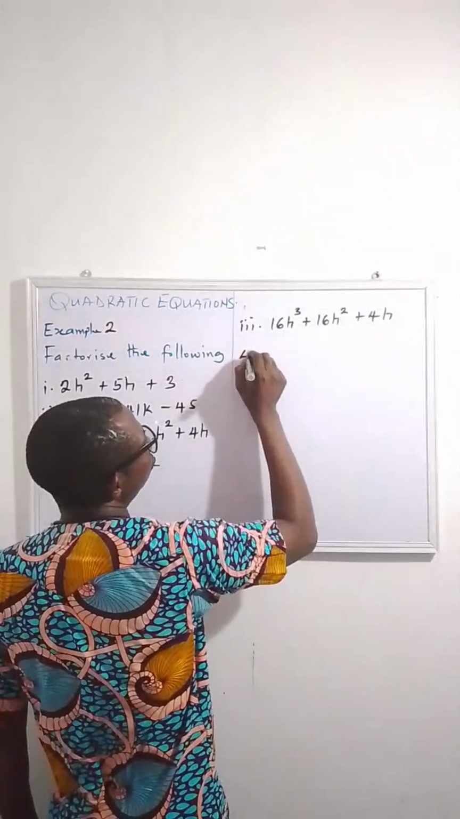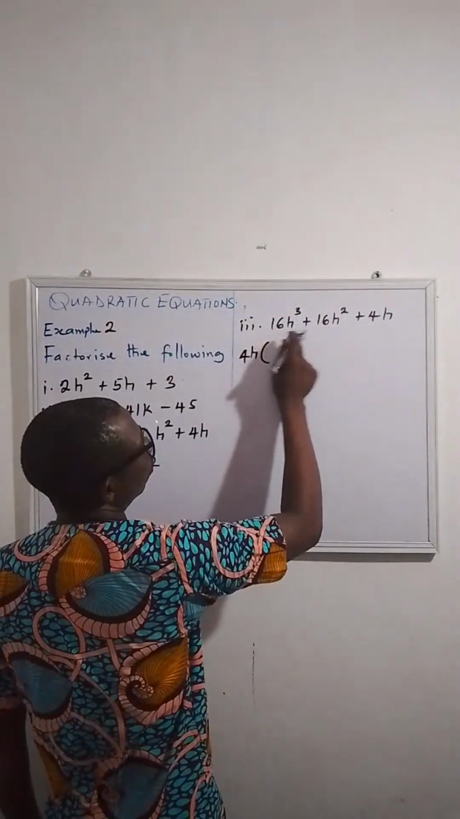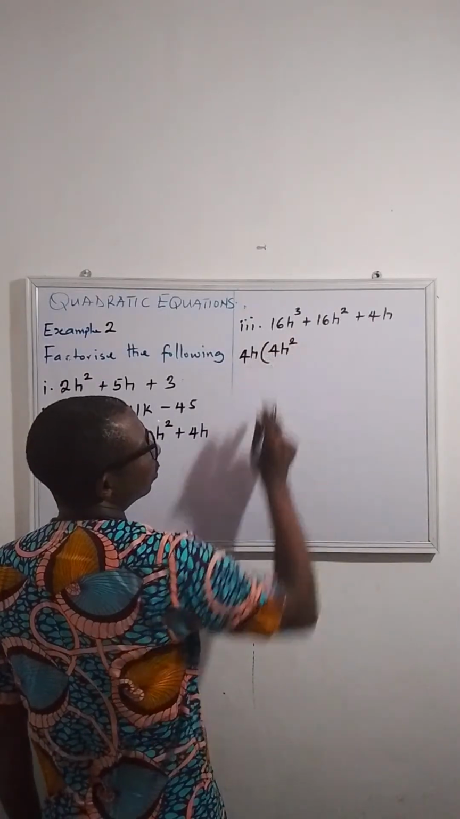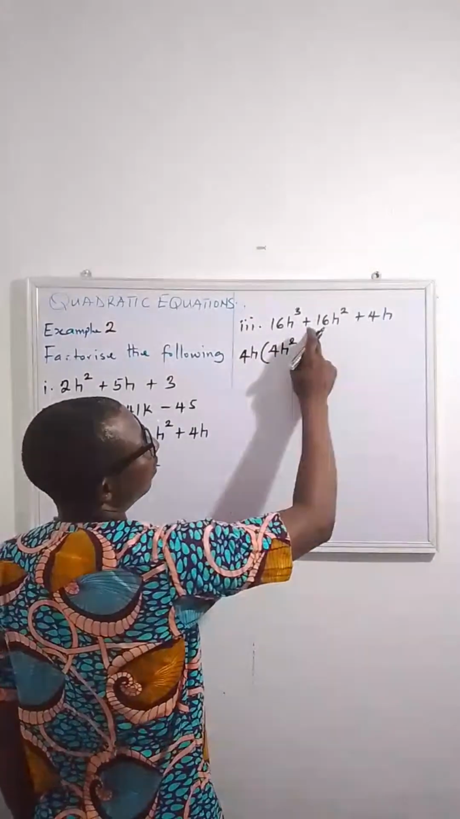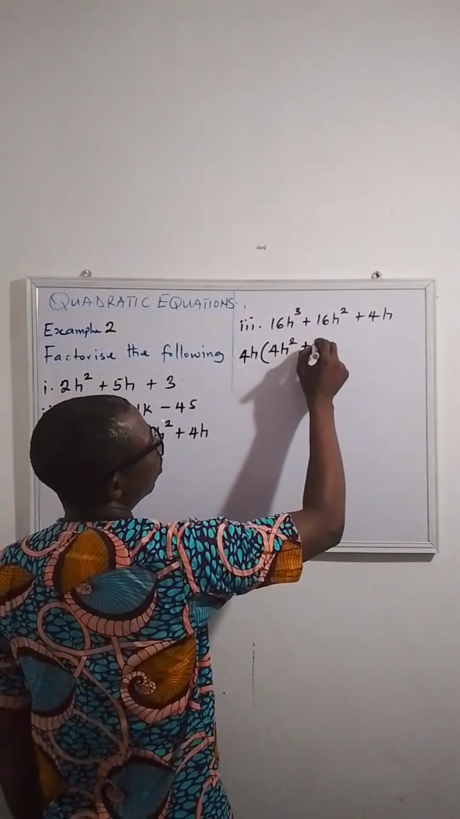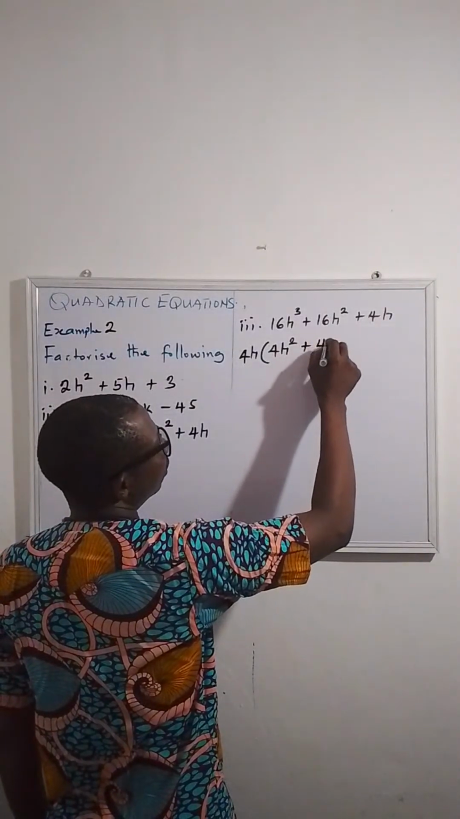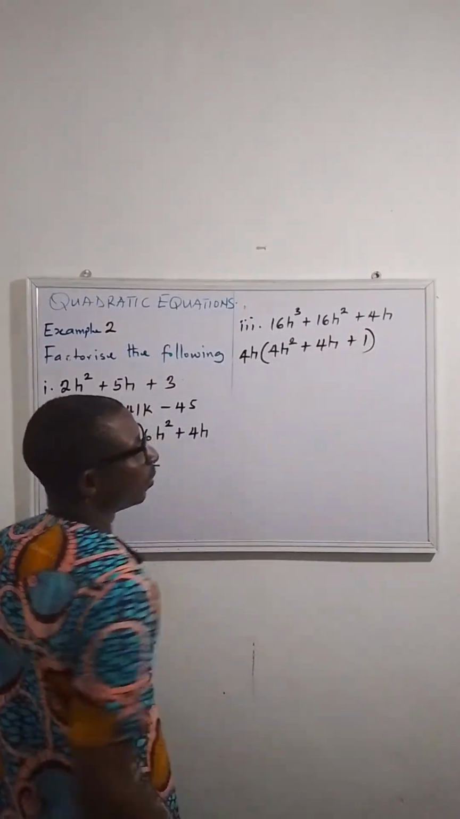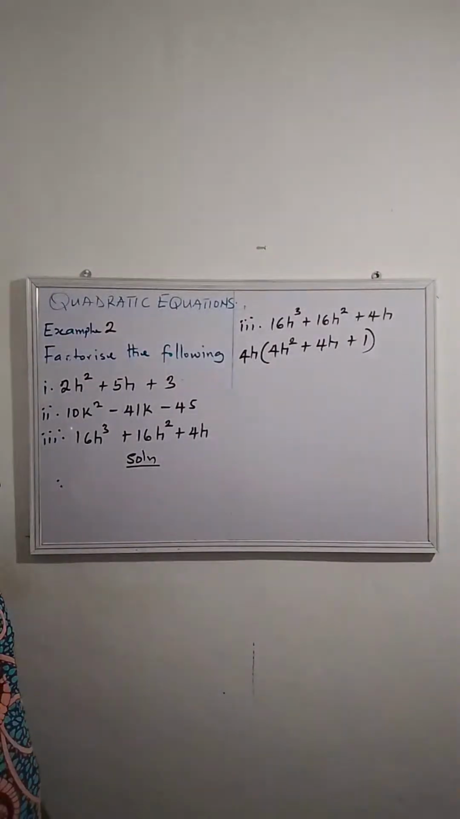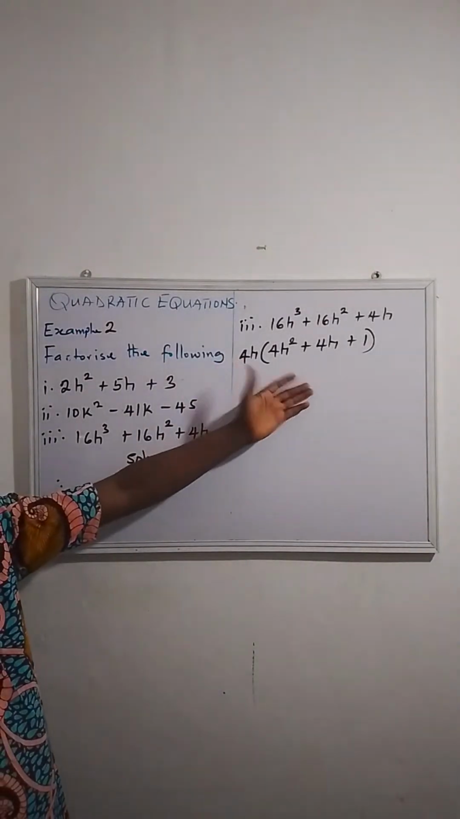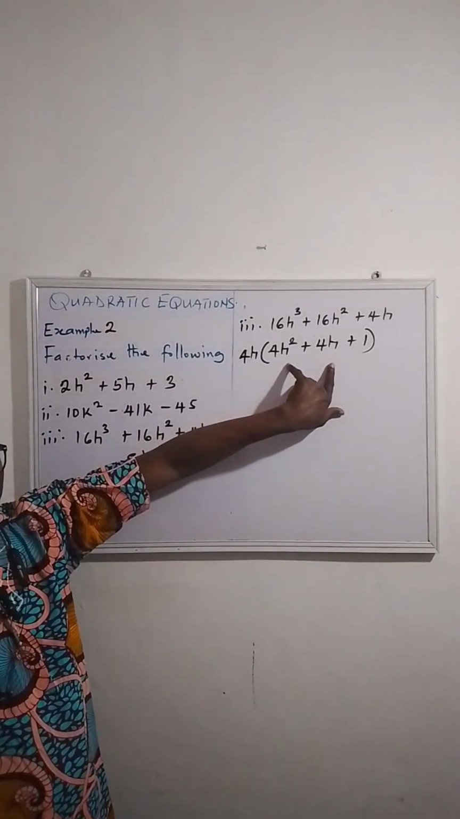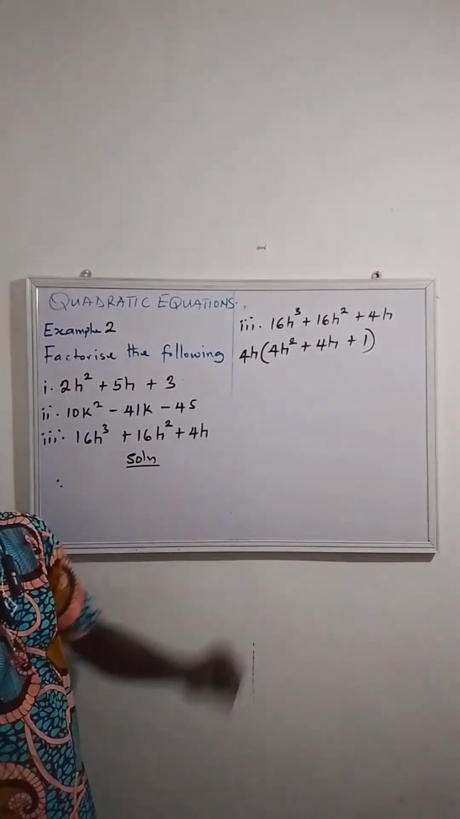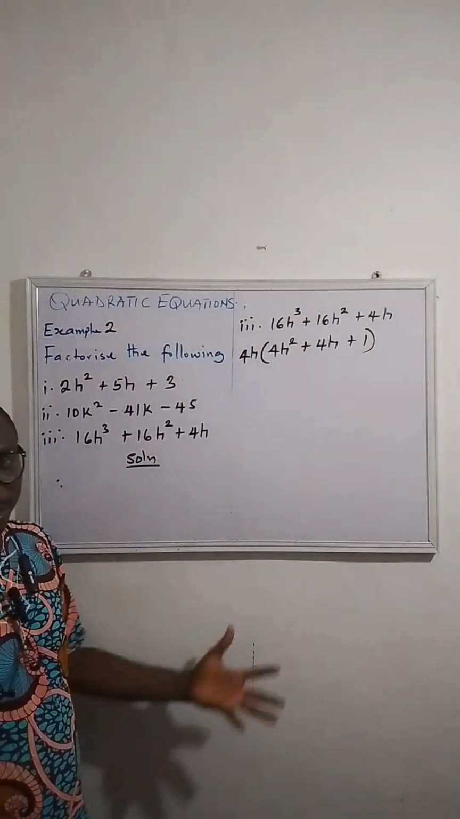So I have 4h. Now, when you divide this one by 4h, you'll be left with 4h squared. I hope you agree with me. Divide this one by 4h, you have plus 4h. Divide this one by 4h, you have 1. Can you see now? It's as easy as what we just did here. Now you can see what we have in the bracket is a quadratic expression. All you need to do is factorize what you have inside, and that's all.